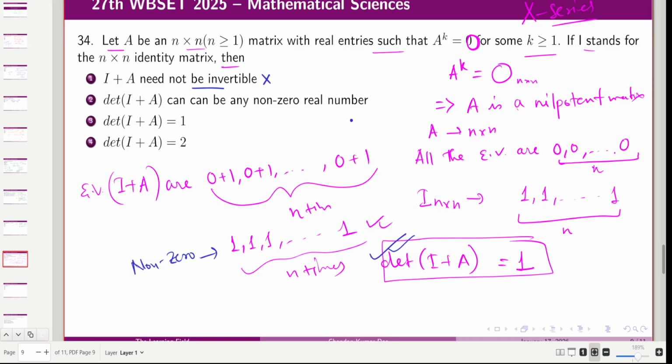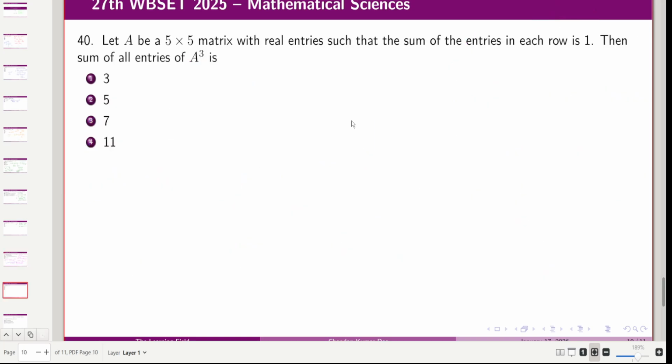Determinant of I plus A can be any non-zero real number? No, only one. Wrong. Determinant of I plus A equals 1. Option 4 is also not correct. Next question. Question number 40.